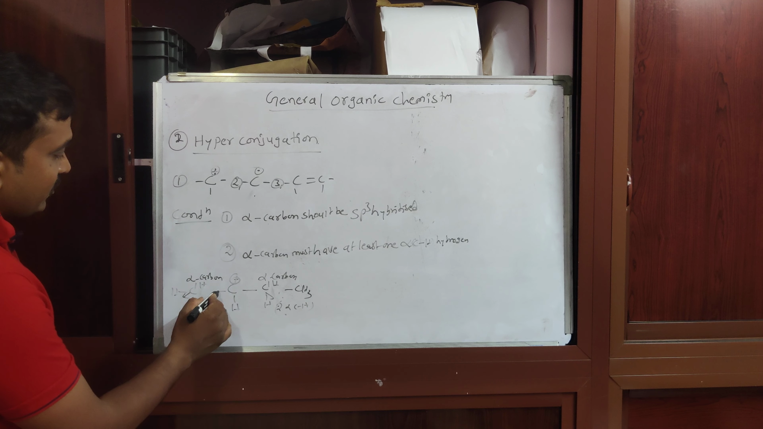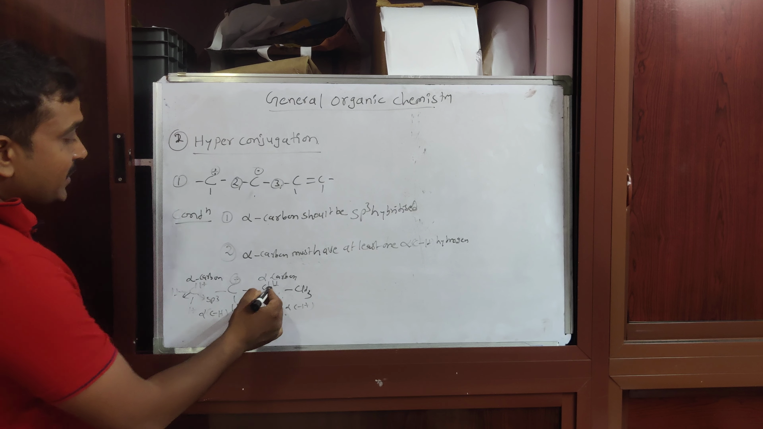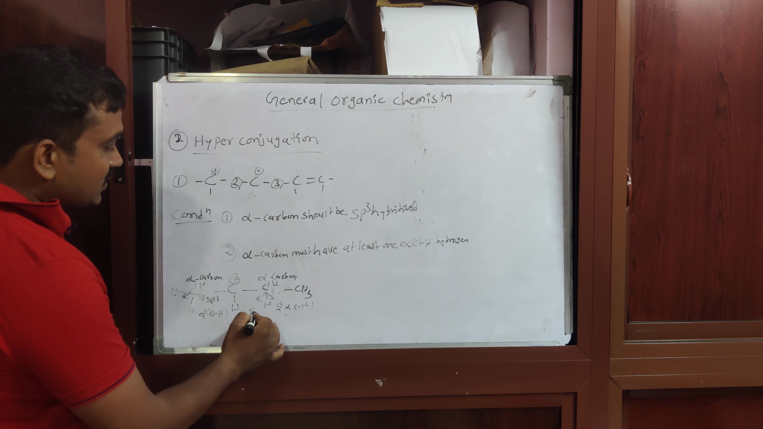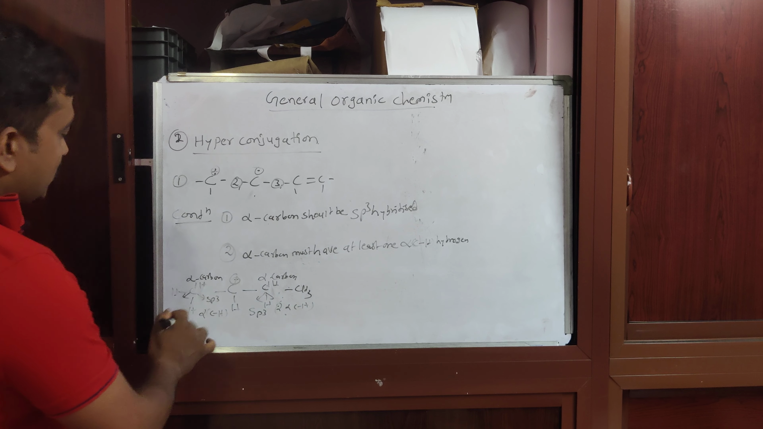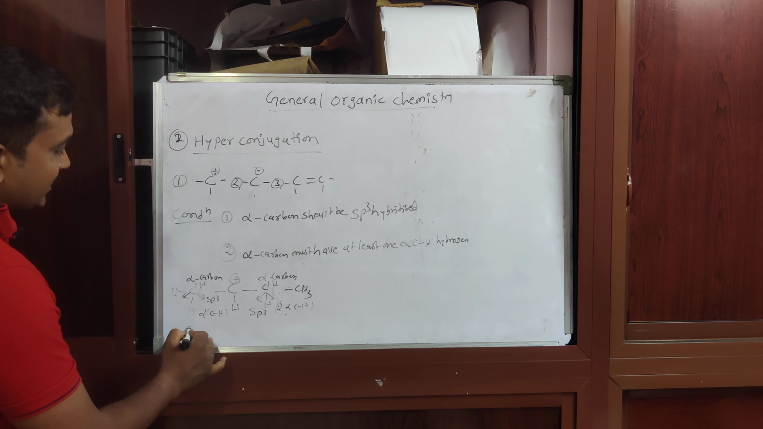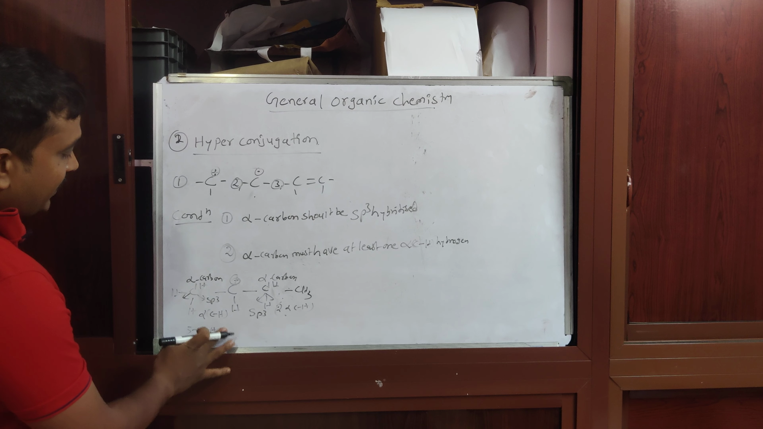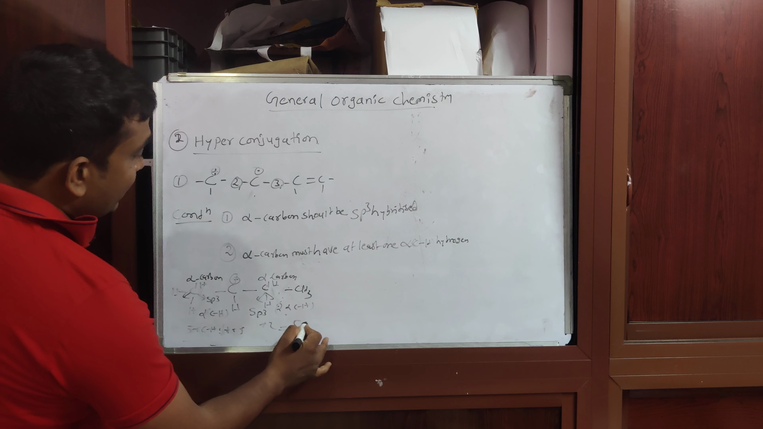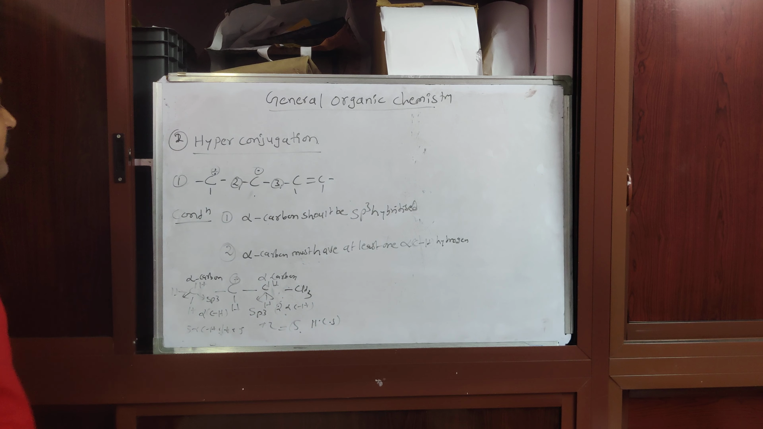This carbon has 4 sigma bonds, 1, 2, 3, 4. That's why this is sp3 hybridized. This carbon also has 4 sigma bonds, so it is also sp3 hybridized. This molecule will show hyperconjugation. How many hyperconjugation structures will it show? 3 alpha hydrogens on the sp3 alpha carbon give 3 structures, plus 2. Total 5 hyperconjugation structures will this molecule show.